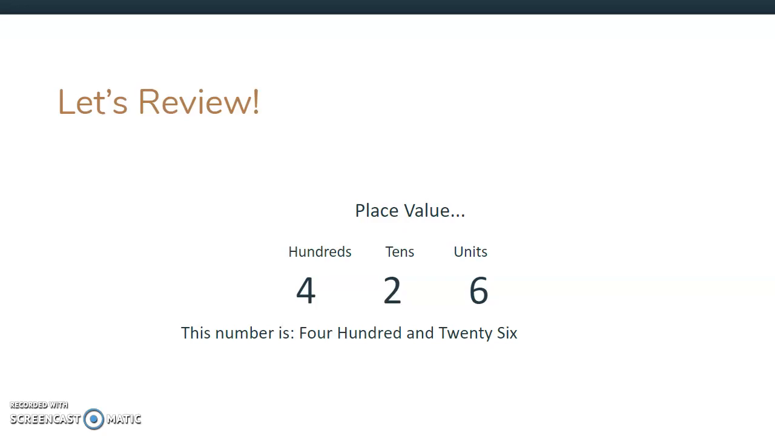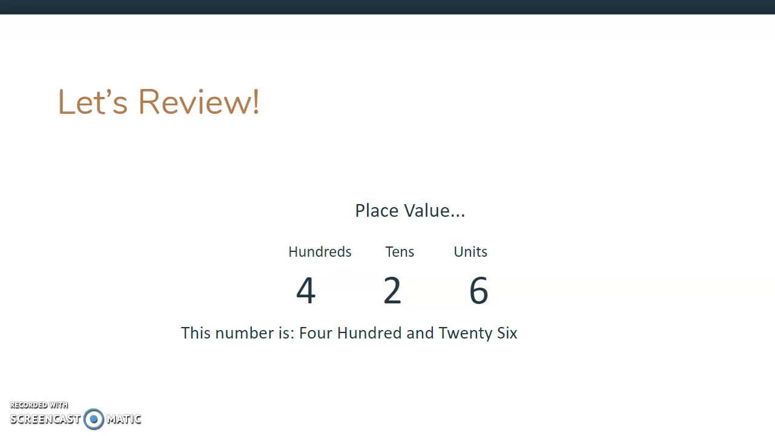So in this example I have for you, it is 426. The 4 is in the hundreds spot, 2 is in the tens spot, and 6 is the amount of units we have. So this number is 426. Remember, when we are reading a number, we start all the way to the left with the largest place value, which is the hundreds place, and we read all the way to the right.